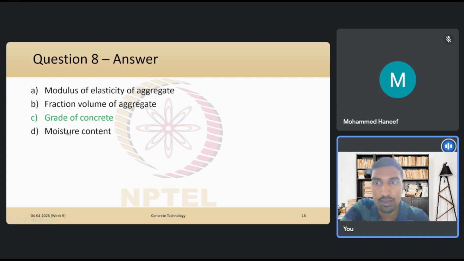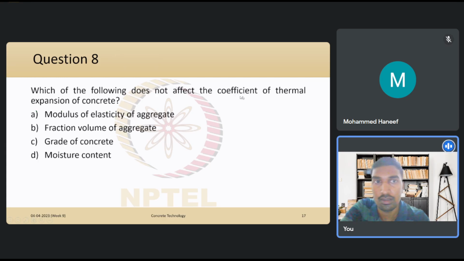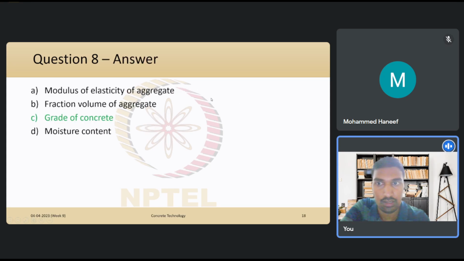And option D, moisture content, is also known to affect the thermal expansion. Experimentally we have seen that at different moisture contents it does affect the coefficient of thermal expansion. But C is about the grade of concrete. With different grades you get different strengths, but compressive strength is not really a factor affecting the coefficient of thermal expansion. Therefore, it is only C, grade of concrete, that does not affect the coefficient of thermal expansion. So the right option is C.